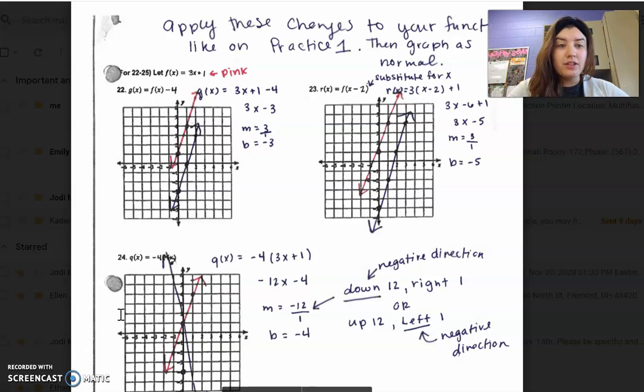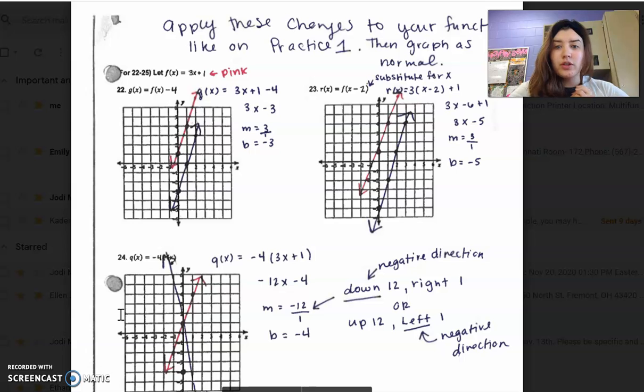Okay, now these last 3, there's only going to be 3 on the test. And I'm going to tell you what I think is the simplest way to do this. So you're going to get a new rule, g of x, r of x, and q of x. And you're going to apply that change to the function and then just graph it how you normally do.